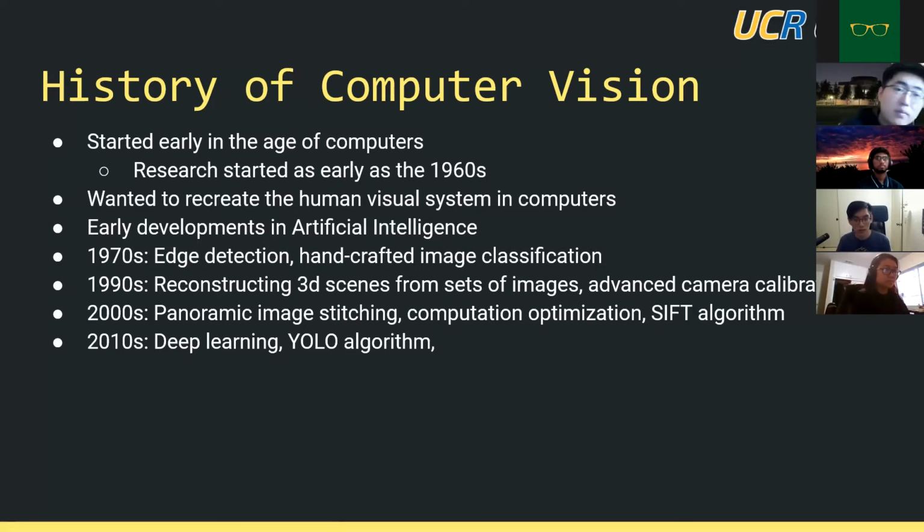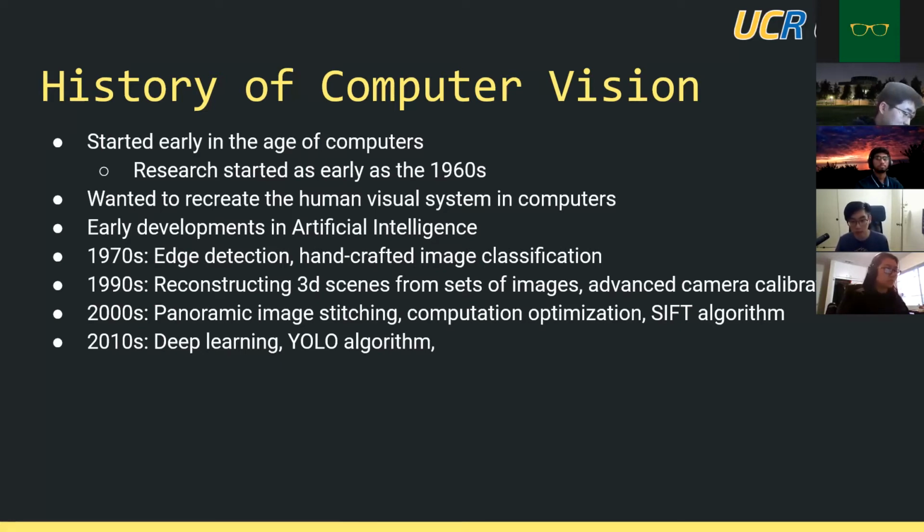Later on, toward the 1990s, engineers were trying to reconstruct 3D scenes from sets of images. Think of this as a precursor to panoramic images, as well as using computer vision to work a little bit backwards in the work pipeline and calibrate cameras a lot more efficiently and more precisely. Come the 2000s, we have panoramic image stitching. If you notice, a lot of panoramas were coming around the mid 2000s because this was a pretty new technology, and being quite honest, it's pretty cool.